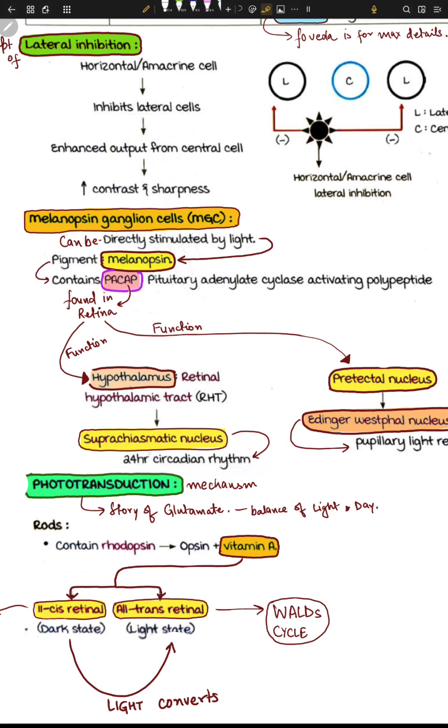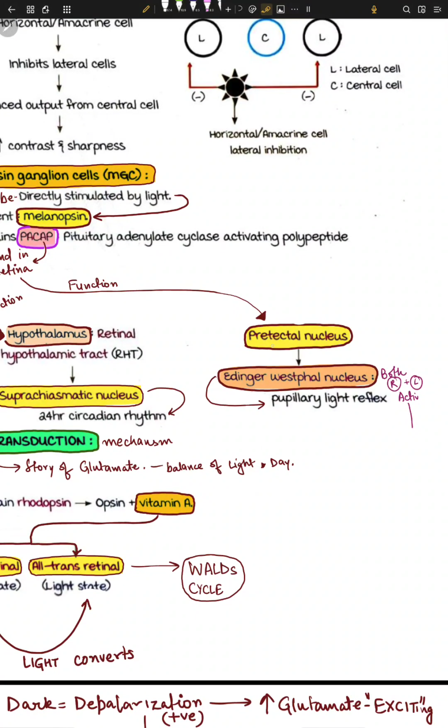And you will maintain this circadian rhythm. So this is very important. Sunlight for 10 minutes is very important. This is done via retinal hypothalamic tract, RHT tract. Cool. What about the other thing? It's called pretectal nucleus. Okay, pretectal means it's a nucleus that is present before tectum.